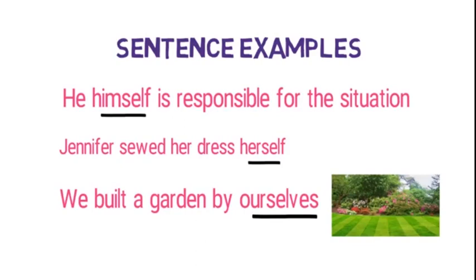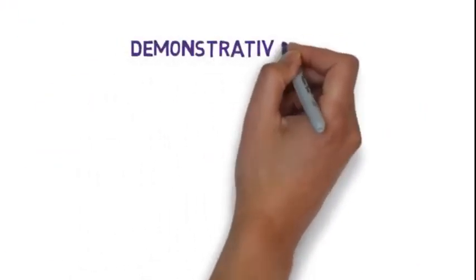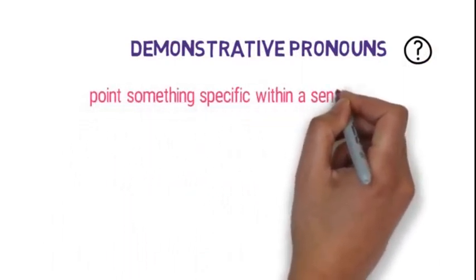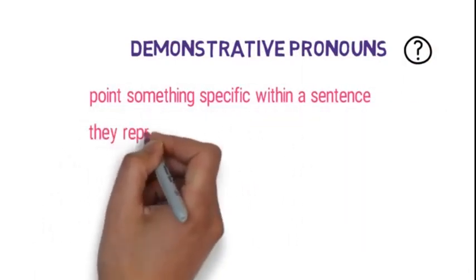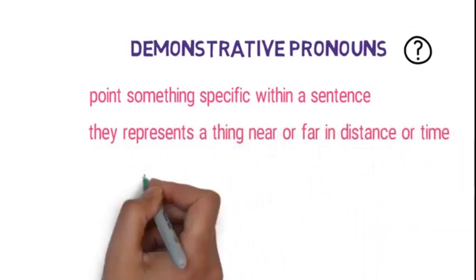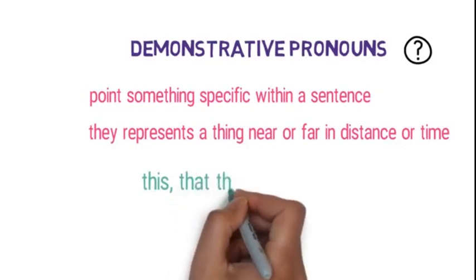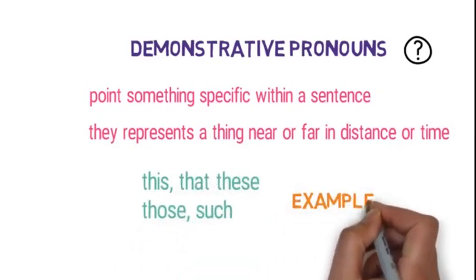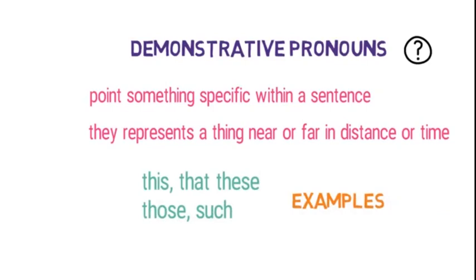Now let's look into the next pronouns. Demonstrative pronouns. What are they? They are used to point to something specific within a sentence. They represent a thing near or far in distance or time. This, that, these, those, such are the examples of demonstrative pronouns.